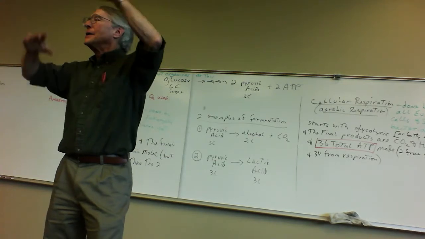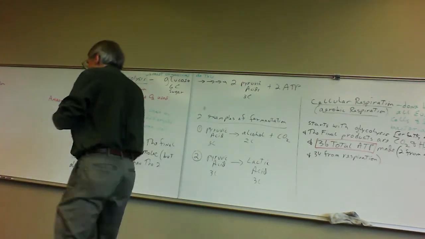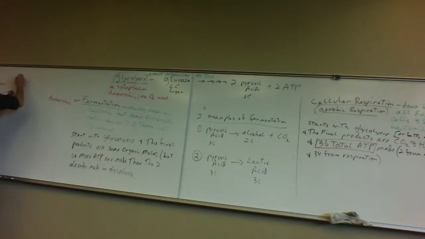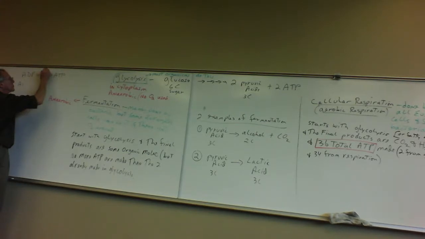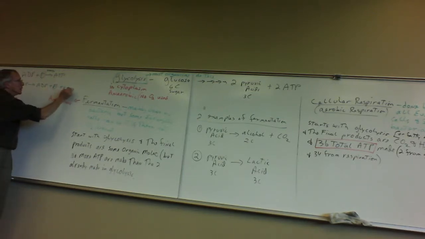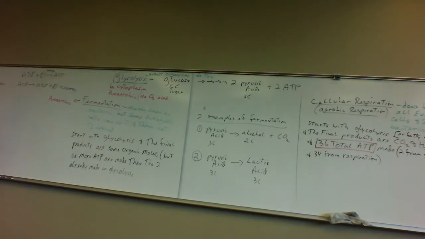To make ATP, I did give you this before, I think. ADP plus a phosphate is how you make ATP. This takes energy; you have to put energy into the system to make it. But when you take ATP and use it up, you get ADP plus phosphate, and energy is given off. That's just a general pattern.